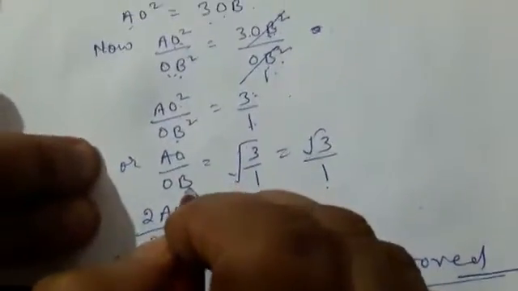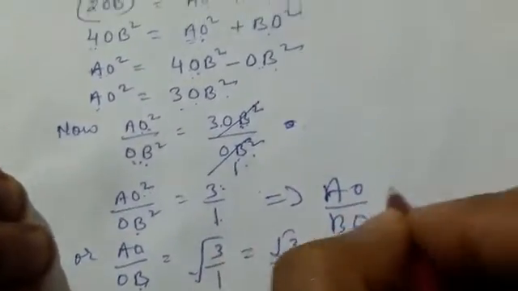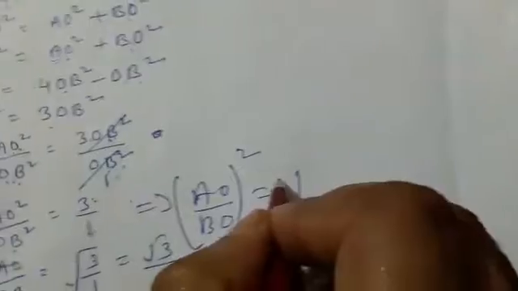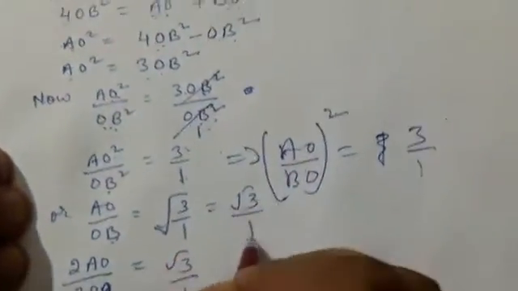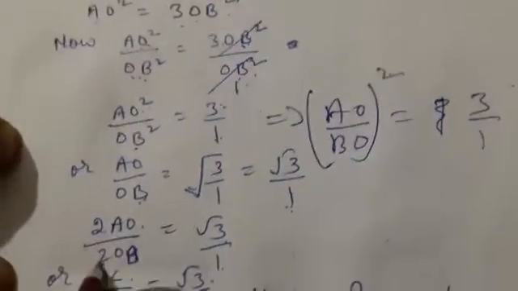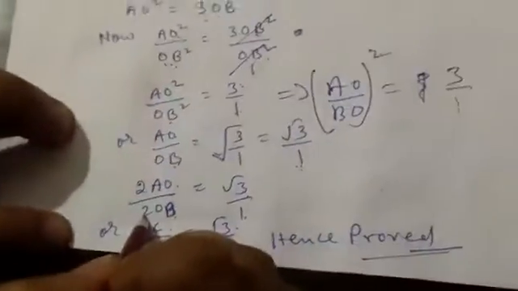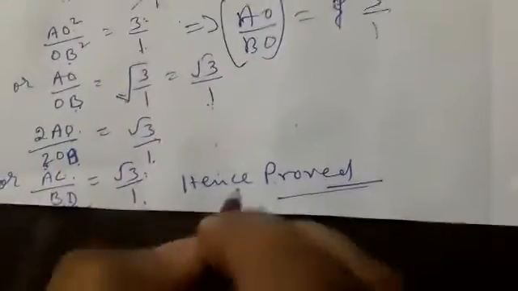Now AO upon BO whole square is equal to 3 by 1. When we transpose the square to the right hand side, it will become square root of 3 upon 1. Now we will multiply 2 to both sides. 2AO by 2OB is equal to root 3 by 1. So 2AO means AC, and 2OB means BD. So AC upon BD is equal to root 3 by 1, hence proved.